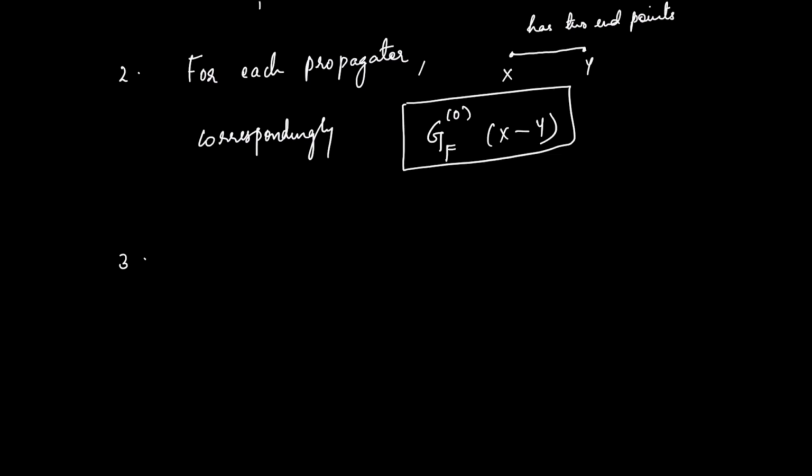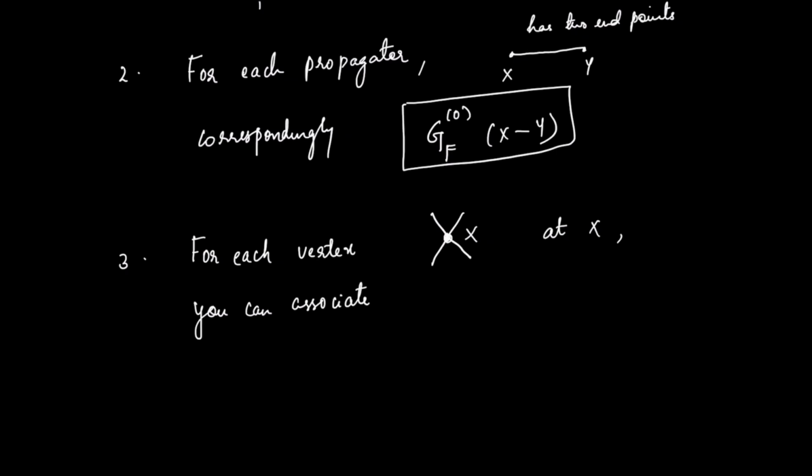The third rule says that for each vertex, so how do you define a vertex? Where the interaction happens, right? So for each vertex at x, you can associate a factor minus i lambda integral d^4x.